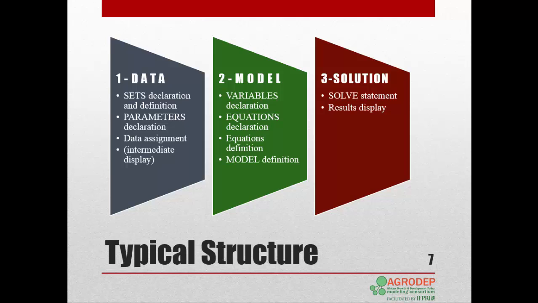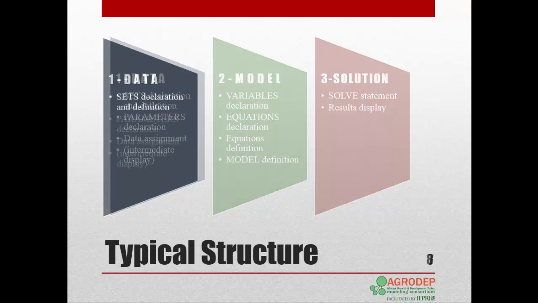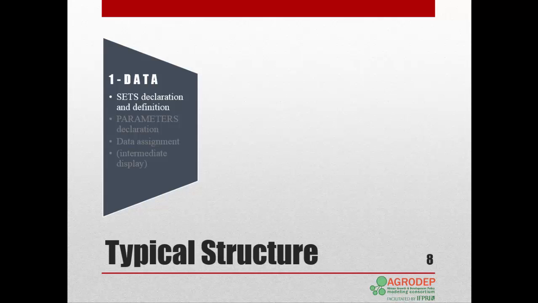The general structure of a GAMS program can be divided in three main modules: data, which covers the declaration and definition of sets, the declaration of parameters, and the data assignment. Next, the module model, which covers the declaration of variables and equations, and the definition of equations and the model to solve. Finally, the model solution, where we solve the model and display the results. We start with the declaration and definition of sets.